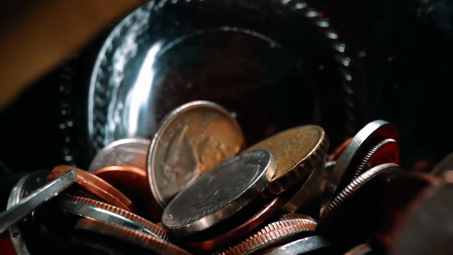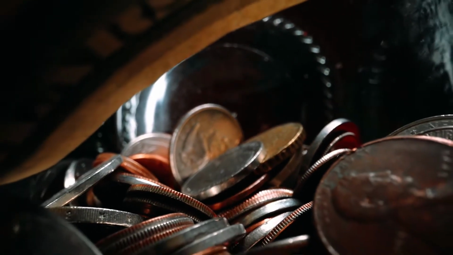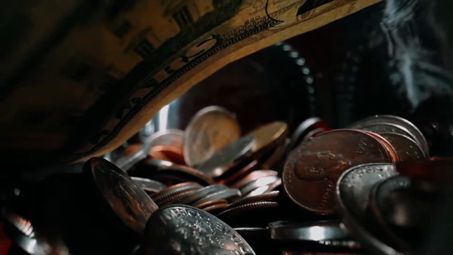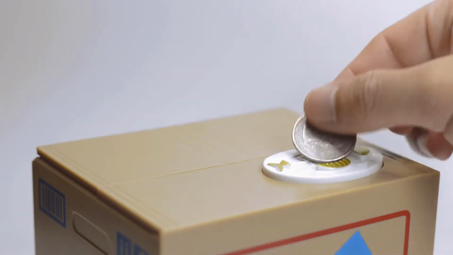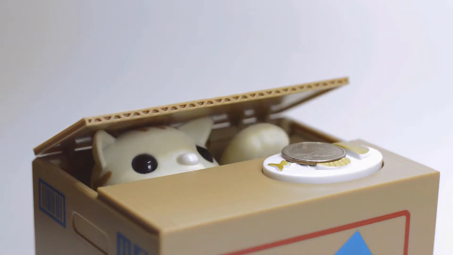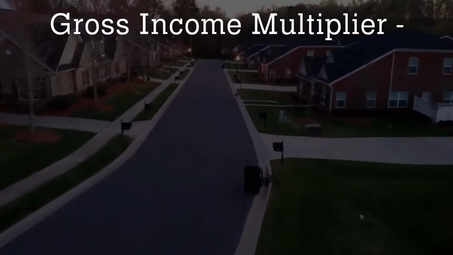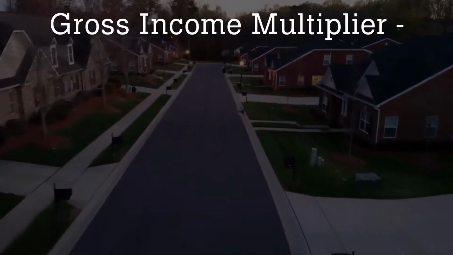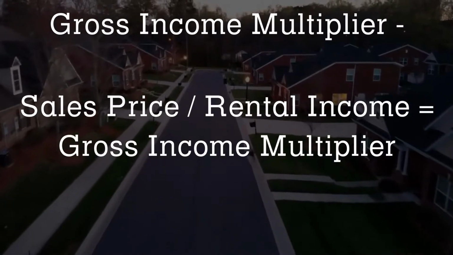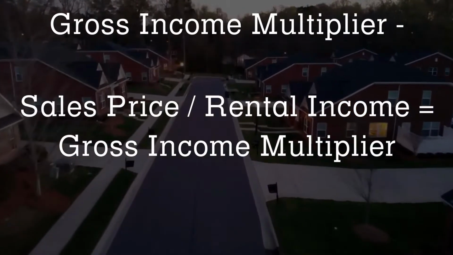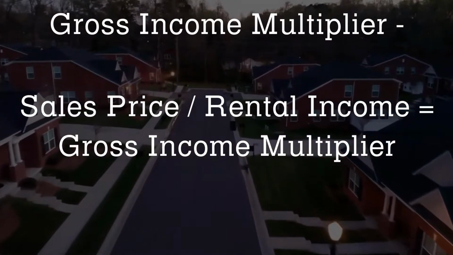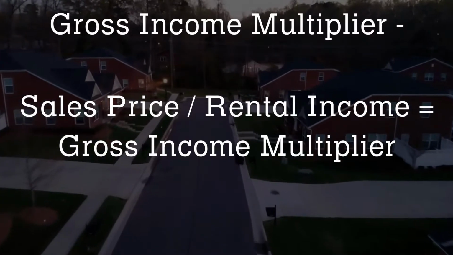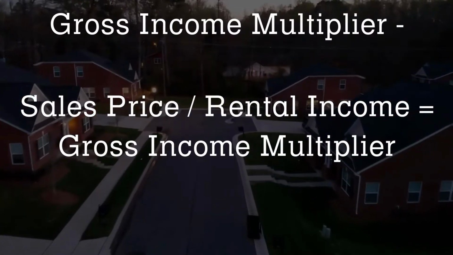The GIM method relates the sales price of a property to its expected rental income. For residential properties, the gross monthly income is typically used, and for commercial and industrial properties, the gross annual income would be used. The gross income multiplier method can be calculated as follows. It's the sales price of the property divided by the rental income, and that equals the gross income multiplier, otherwise known as the GIM.